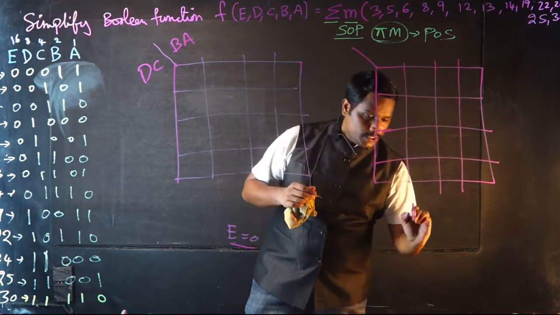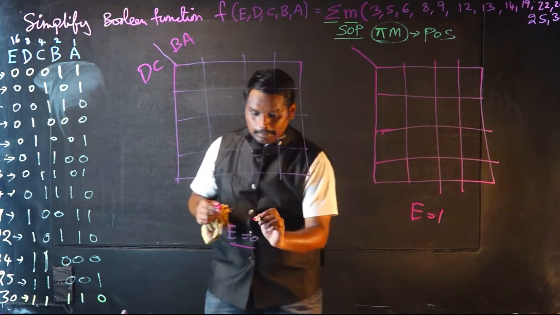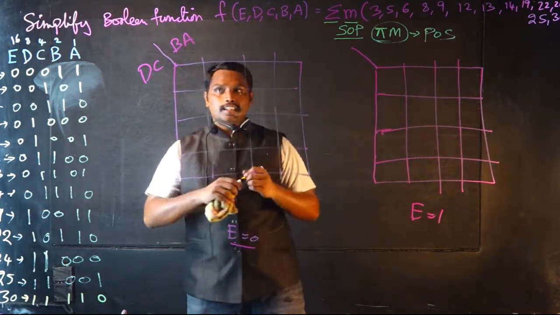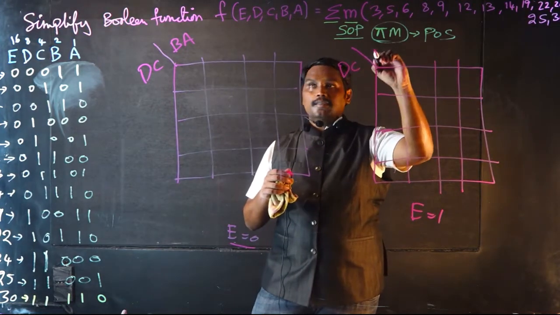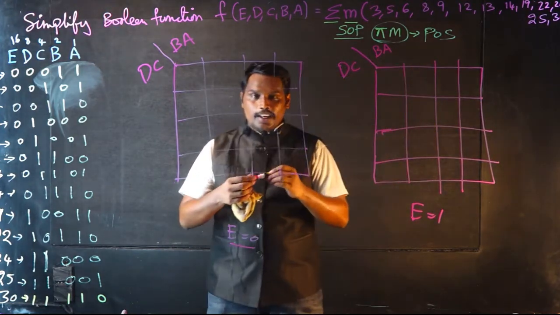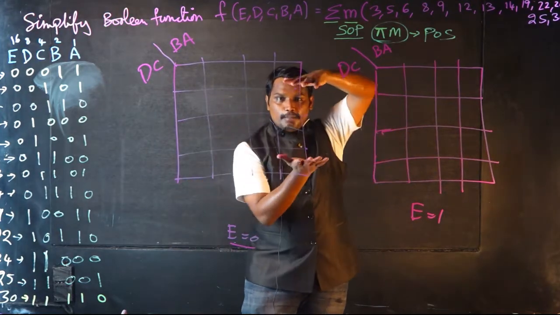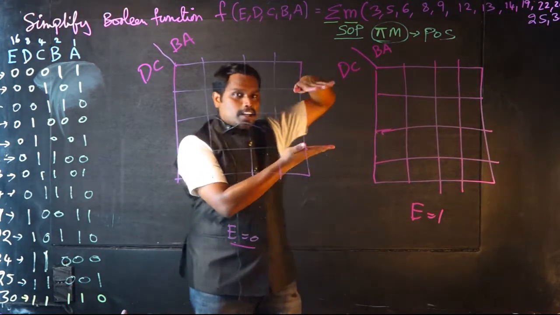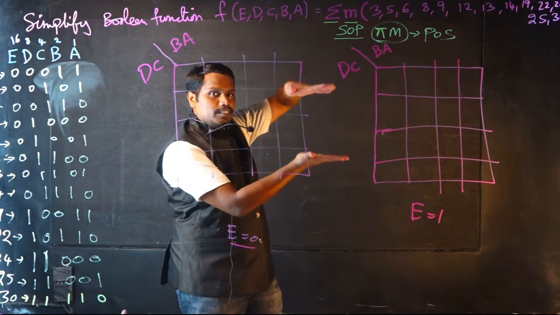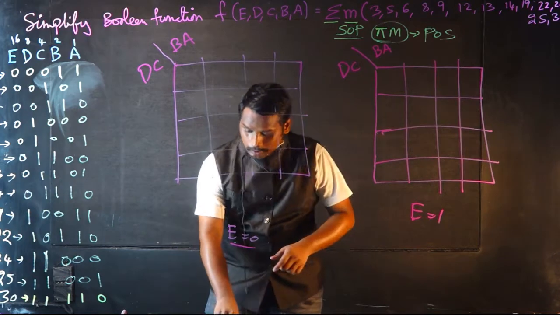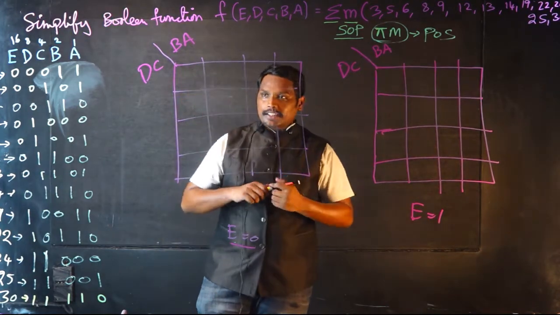The same way, E is equal to 1. This is how a Karnaugh map is plotted. This is MSB, followed by A, which is LSB. So here also DC and BA. This is how you are going to form a Karnaugh map. For a 5 variable Karnaugh map, you remember that this is like a mirror image. So this Karnaugh map and this Karnaugh map will be like mirrors. It will be having a shape. We'll see the positions of these particular Karnaugh maps.